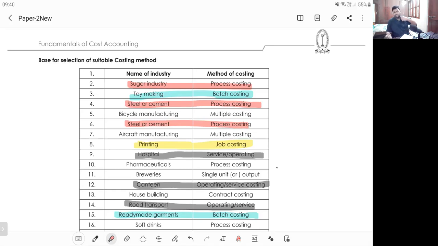So in the cement industry, what happens? The goods are produced through a group of processes. It is called process costing. That's the reason here you use process costing.